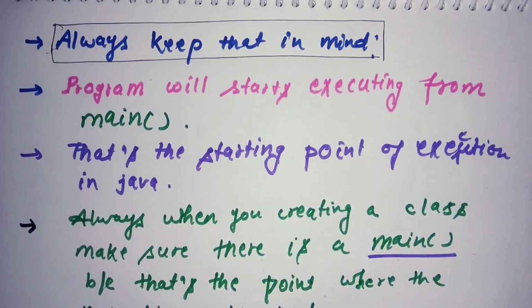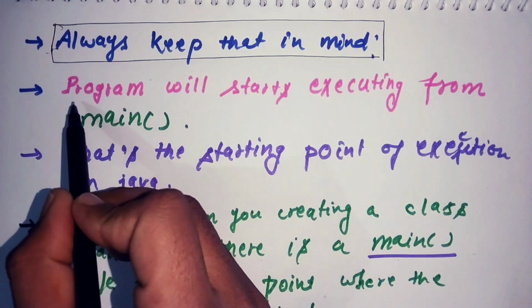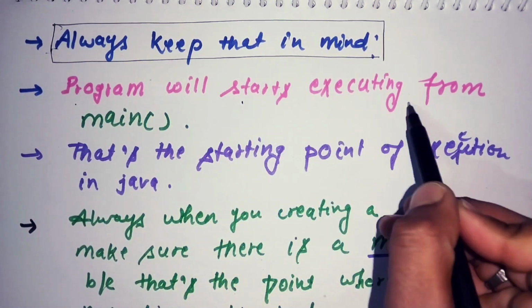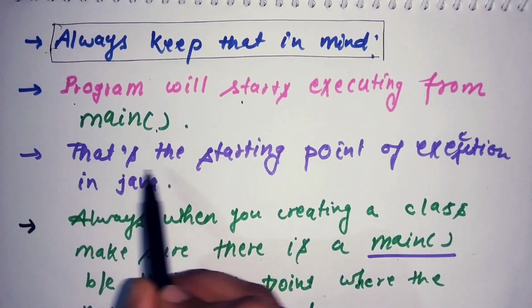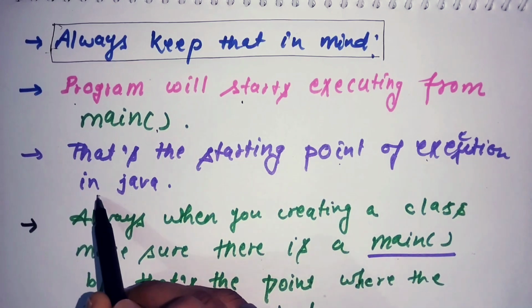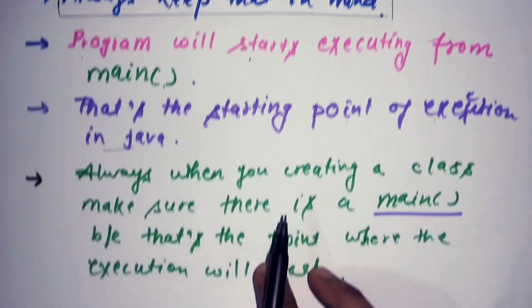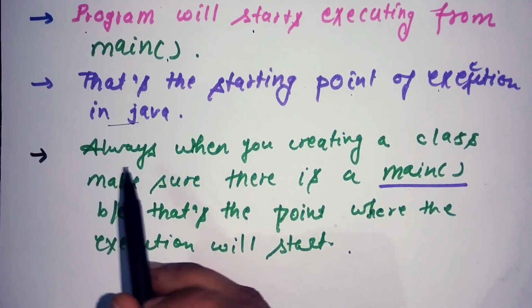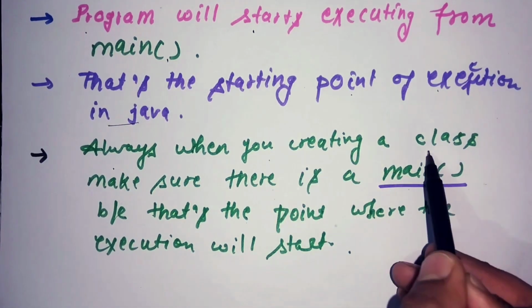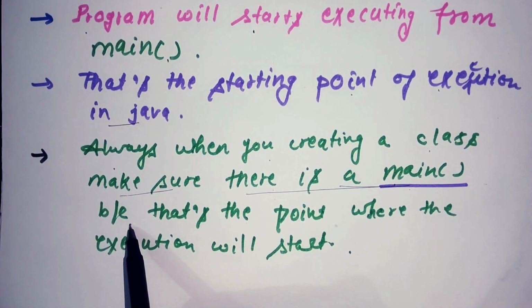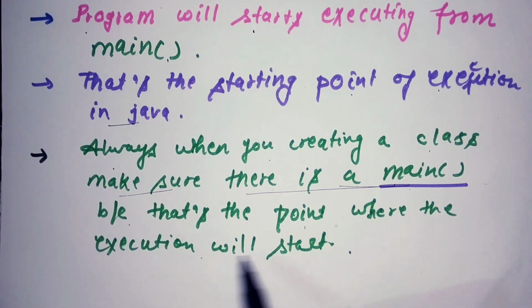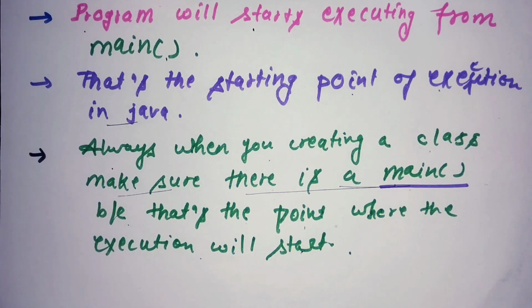What do we need to keep in mind? Program will start executing from main method. Point number 1. That's the starting point of execution in Java. Always when you create a class, make sure there is a main method, because that's the point where execution will start. Without main method, we can't execute our program.